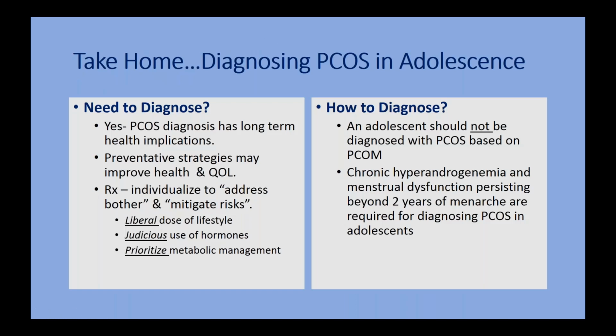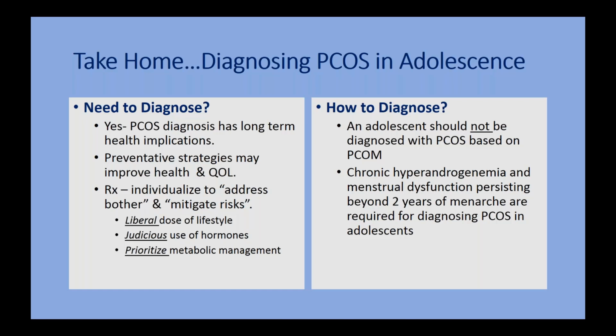So the take-home message for diagnosing PCOS in adolescents: is there a need to diagnose? Absolutely, yes. PCOS diagnosis has long-term health implications, as I have talked about. There are metabolic implications, there are reproductive implications, there are psychological implications, there are cardiovascular implications. However, not everybody who looks like PCOS based on diagnostic criteria for adults actually has PCOS in the adolescent population. So you really need to choose the right tools. My personal preference and my message is, let's not be hasty in labeling somebody with PCOS in the adolescent time period, but let's be very vigilant about manifestations of PCOS-like symptoms so we can harness them.